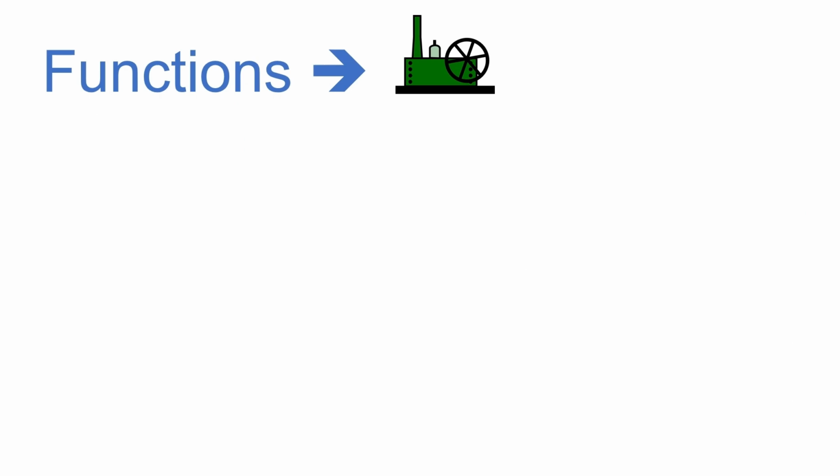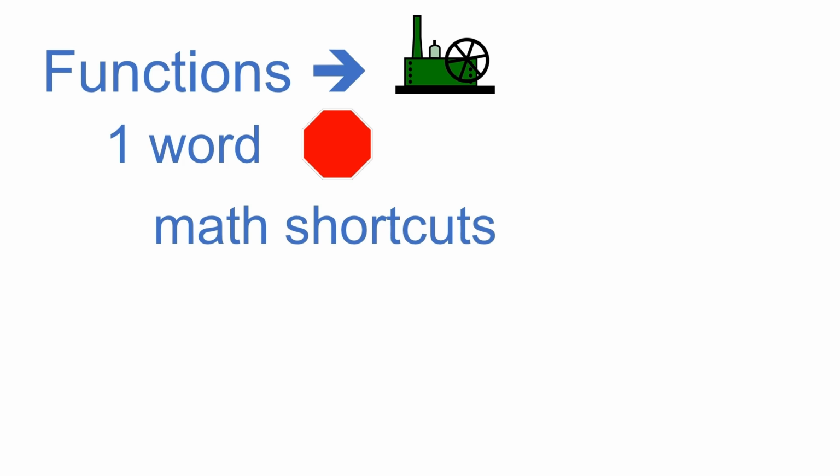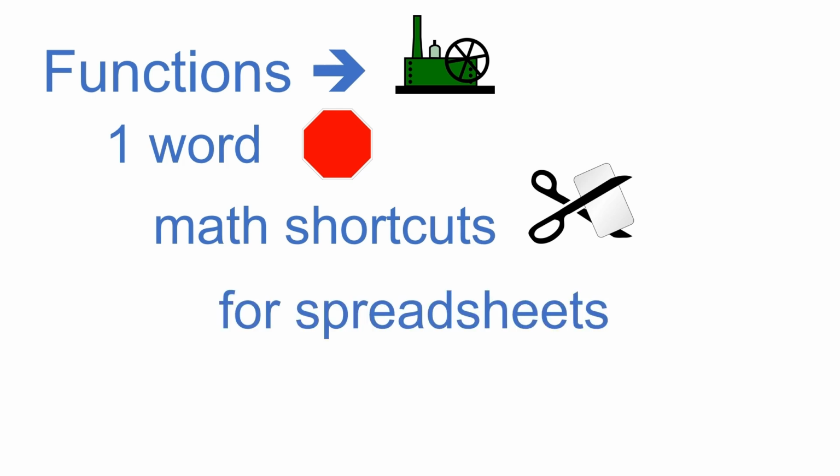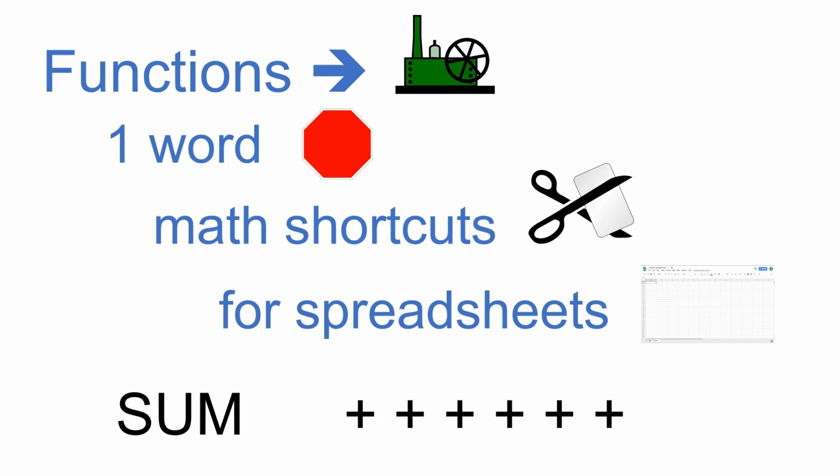Functions are tools in spreadsheets that are one-word math shortcuts. Basically, with that one word, you can combine more than one formula and perform them all at once. And they are just used in spreadsheets. The function we're going to look at today is one of the most common ones used, and that is sum. It is a shortcut for adding several numbers together.